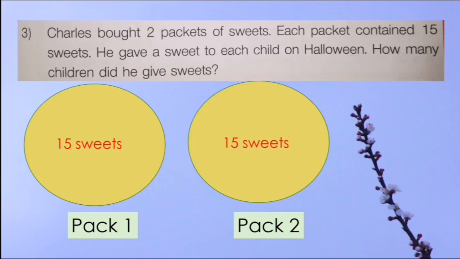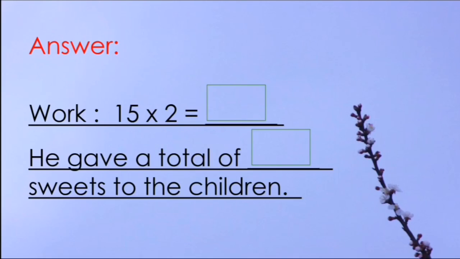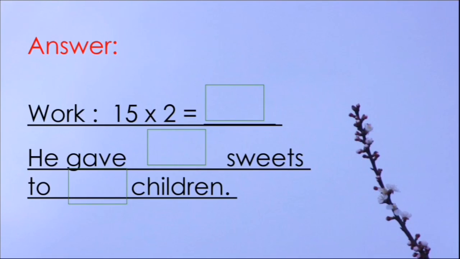So we need to add these 2 numbers in each group. So 15 plus 15, the answer is 30. So that means 15 times 2 equals 30. So this is our answer for number 3. Please copy this in your book and write the correct answer inside the box.